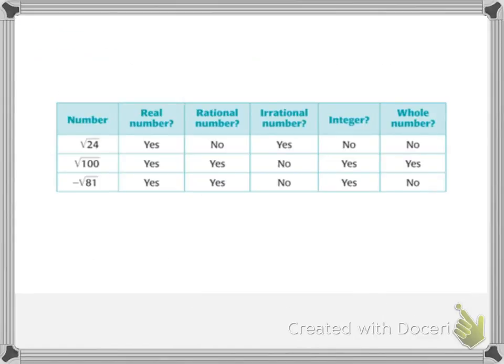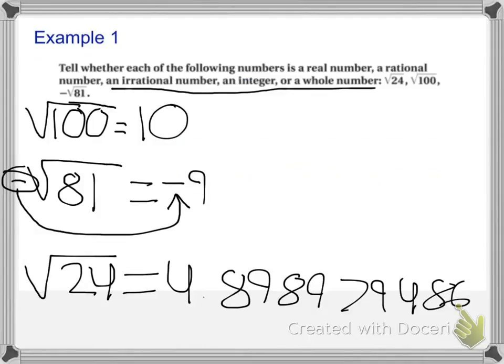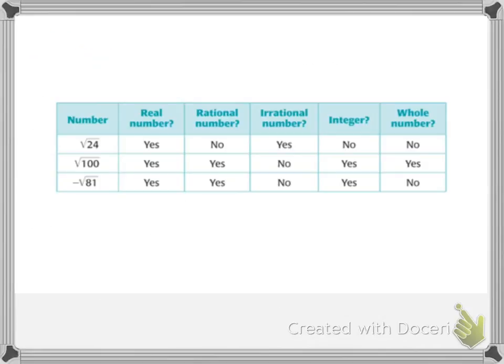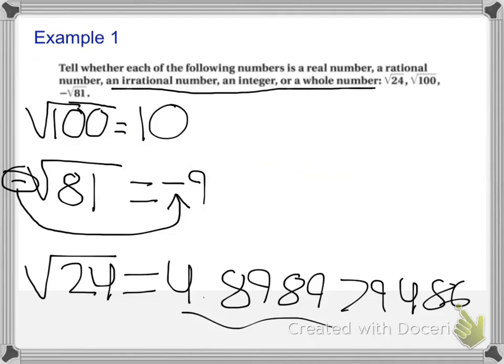Is the square root of 24 a real number? Yes. Is it a rational number? No. Is it an irrational number? Yes. It's an irrational number because it just has random numbers going on and on. Is it an integer? No. A whole number? No, obviously it's not a whole number because all of this.